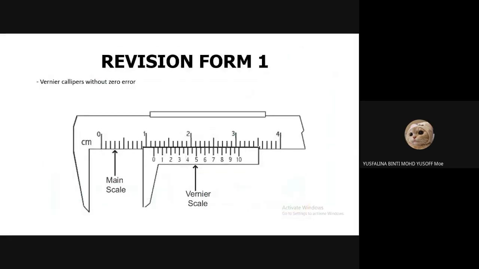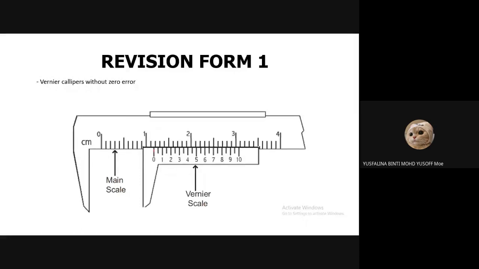And then I'm sure you already know about vernier calipers. So how do you read a vernier calipers? This is actually the revision from form 1 because I'm afraid maybe you have forgotten already. This is actually an important part in physics, but you already learned it in form 1, so they don't put it in the form 4 syllabus, but I'm sure some of you must already have forgotten this one. So how do you read it?